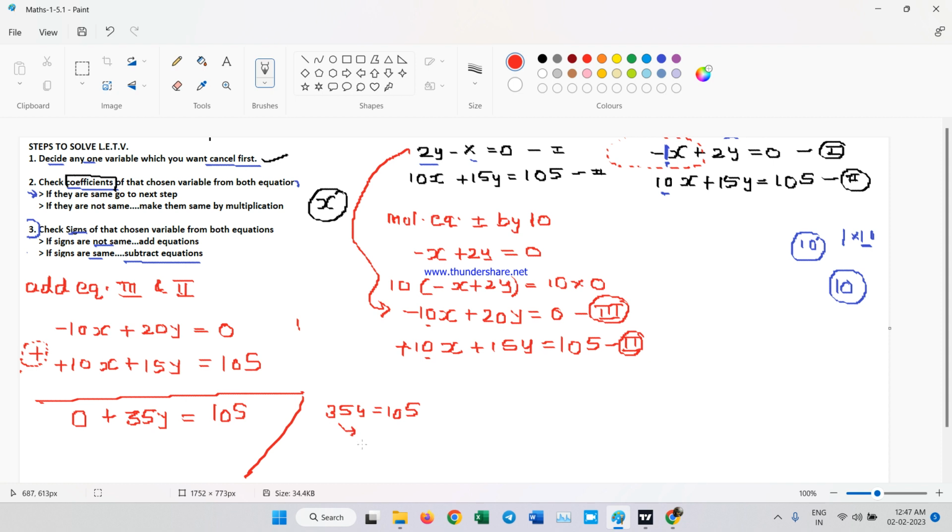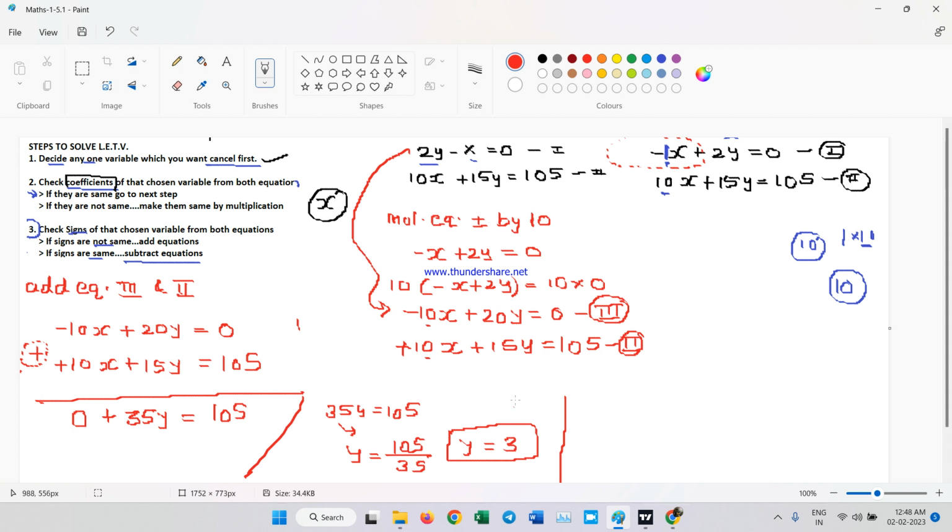I will send the 35 to that side, so that I will get 105 upon 35. And if I try to divide this, we can multiply by 3, right? 3 5s are 15 and 3 3s are 9, and carry 1. So 35 3s are, okay, you can do this multiplication or division on your own. So you will get the y answer as 3.